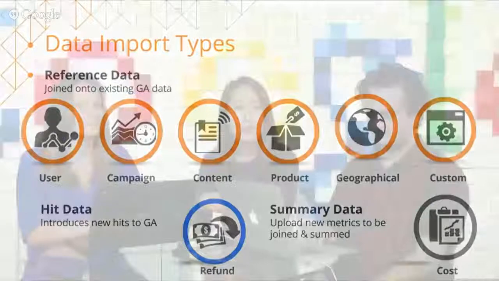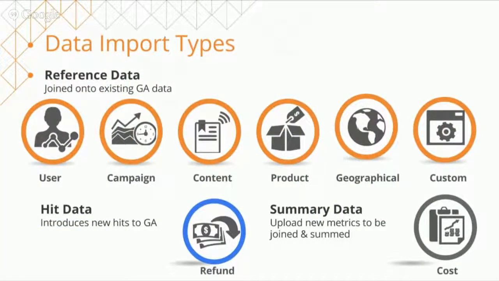The second data import type that I want to cover is hit data. And this is really representing kind of net new hits to Google Analytics. So whereas reference data was simply joining on existing or attributes to existing data, hit data import is actually introducing brand new hits to Google Analytics. And an example of this is refund data, where you can actually upload a file that contains all information about all the different refunds that may have occurred within your organization, and then send that to GA for analysis.